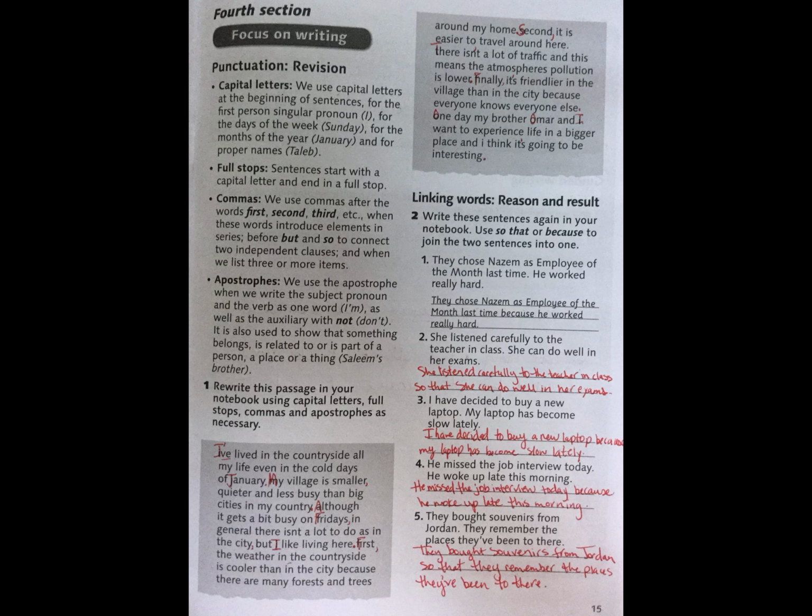She listened carefully to the teacher in class. Full stop. She can do well in her exams. So we want to put these two into one sentence. It becomes: she listened carefully to her teacher in class so that she can do well in her exams. Here we write the first sentence as it is, we write so that, and then we complete the second sentence. You know, because as we said, we have the reason and we have the result.